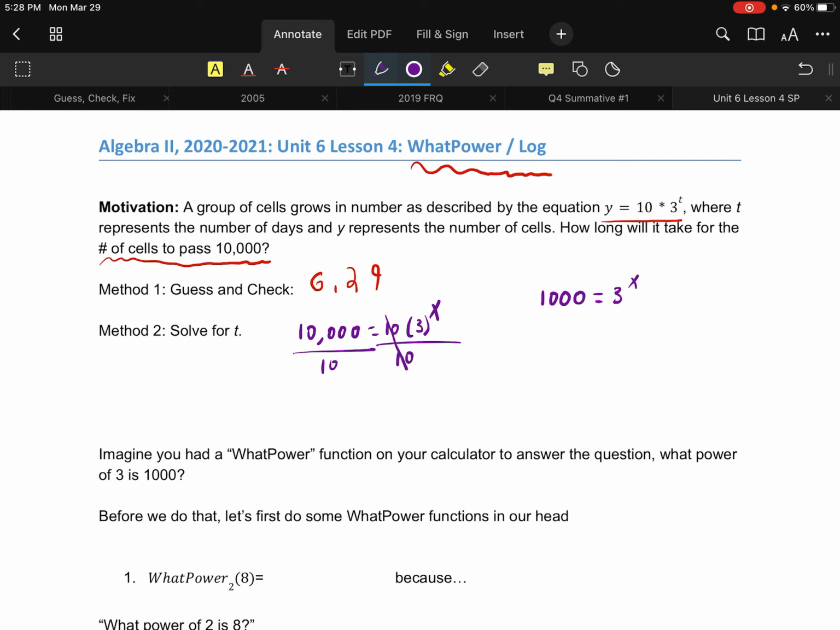And so now we're at a place where we need to develop a new mathematical operation because we don't know yet how to solve for an exponent. How do we bring that exponent down? How could we possibly solve exactly? And here's what we're going to do. We're going to introduce this function, and at first we're going to call it the "what power" function. And so you can imagine if you had a button on your calculator that you could type in the equivalent of "what power of 3 is 1,000," it would answer that question.